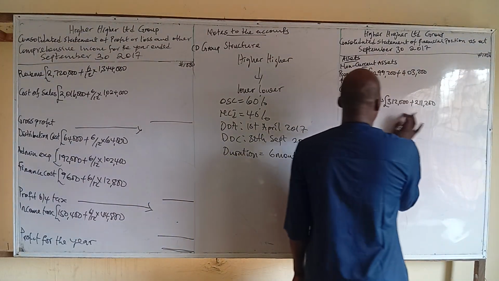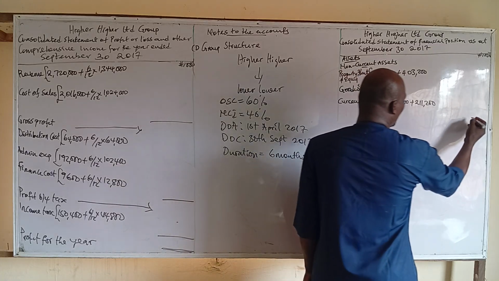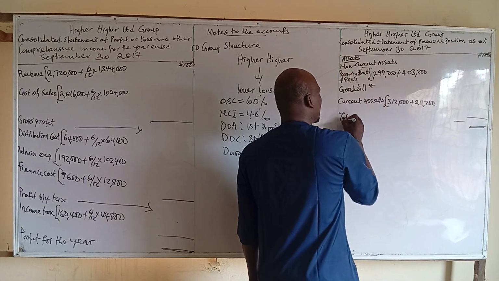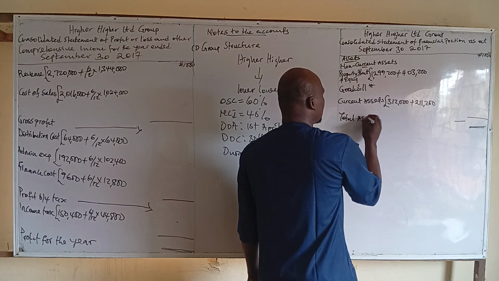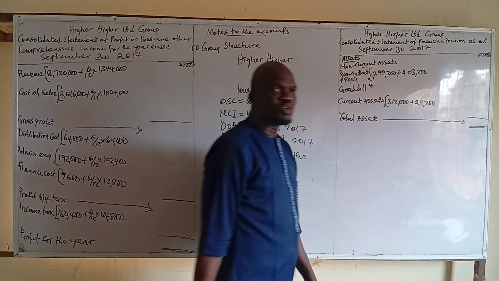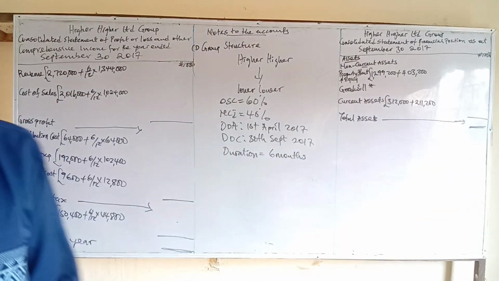I will leave a line here. In your book, just leave a line where you include the total assets. This is total assets. So we move to the next. We are done with the first section.